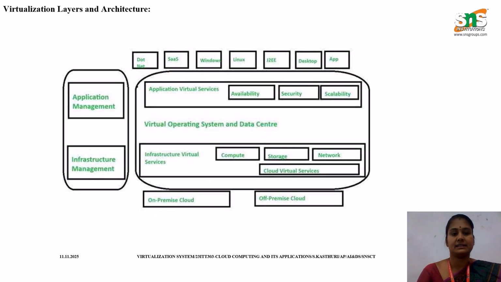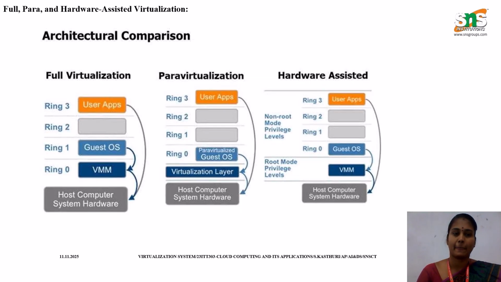This slide explains the virtualization layers and architecture. Virtualization includes multiple layers: hardware layer, hypervisor layer, also called the control layer, virtual hardware layer like virtual CPU, memory, disk, guest OS layer and application layer. These layers work together to allow multiple workloads to coexist.